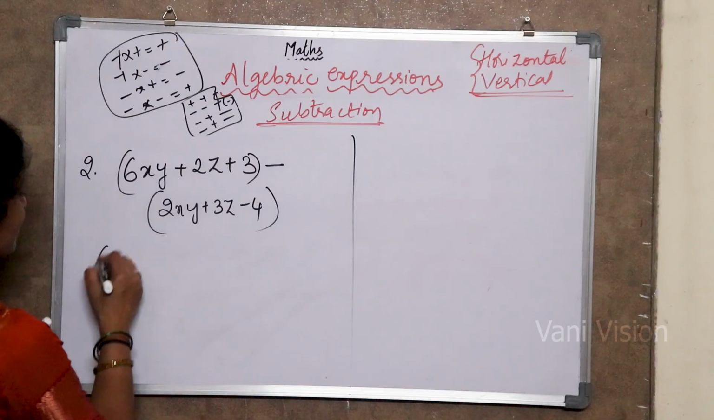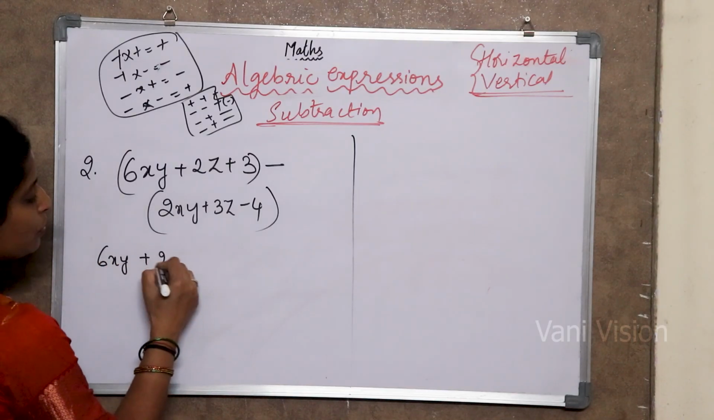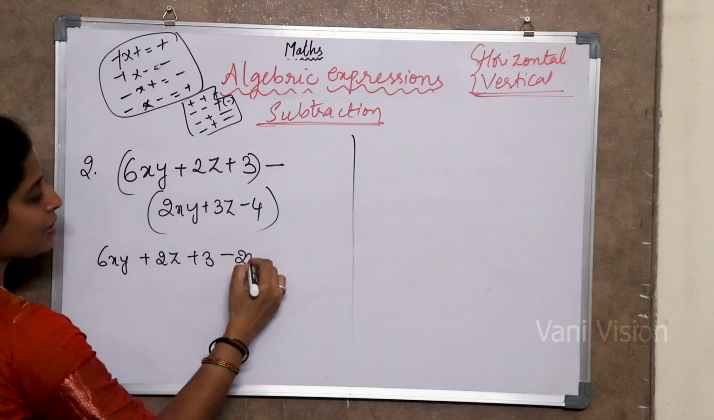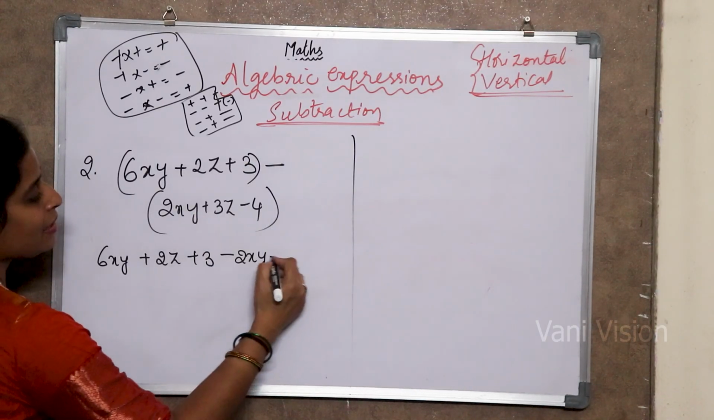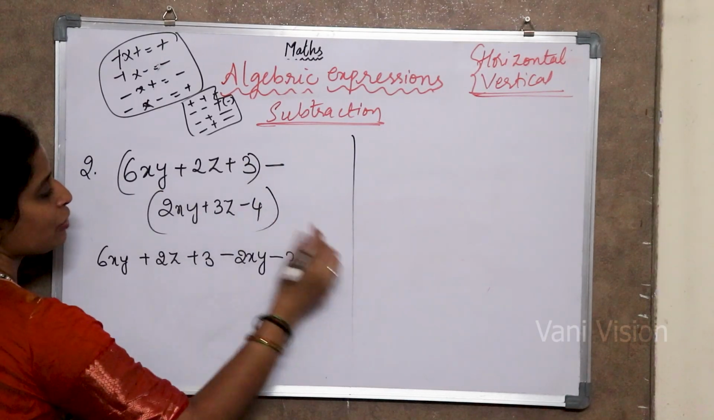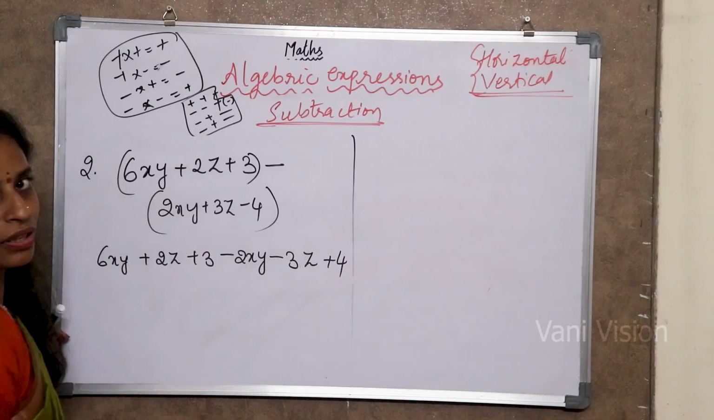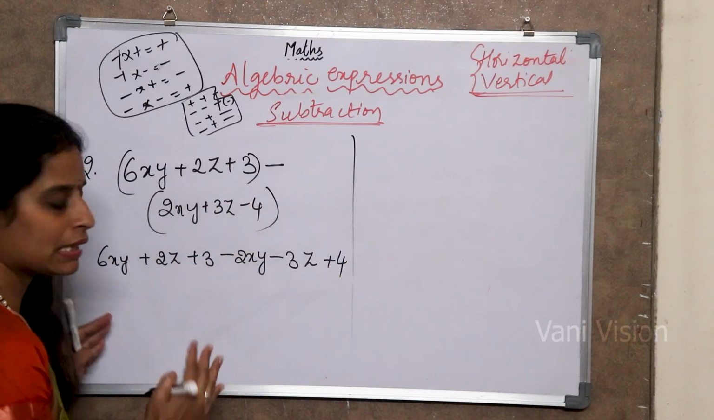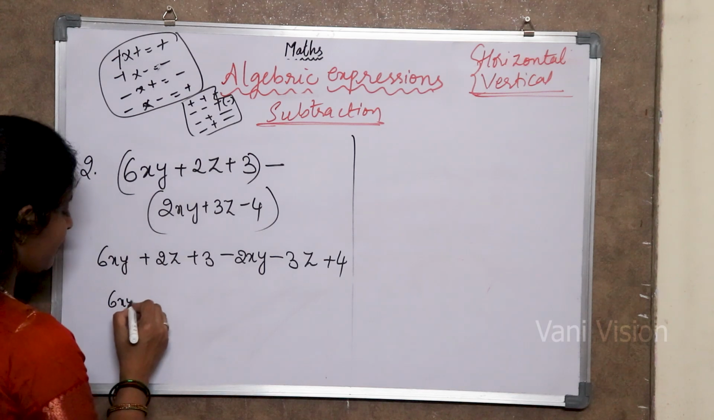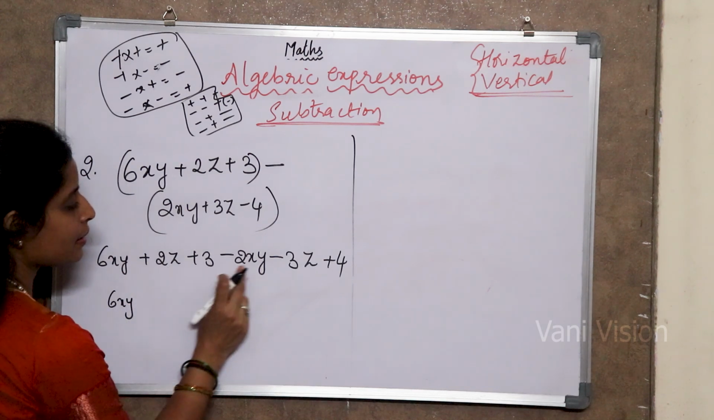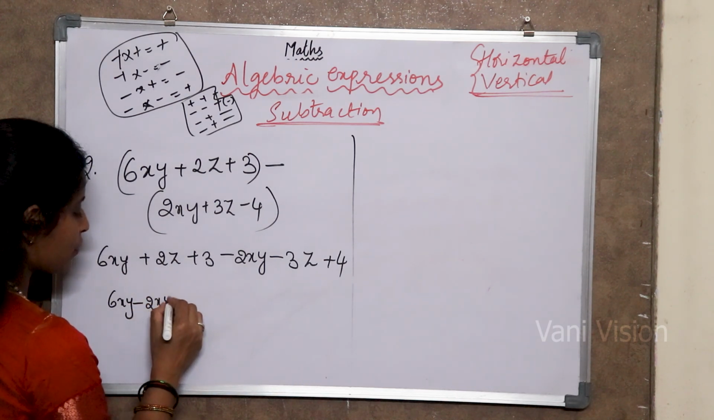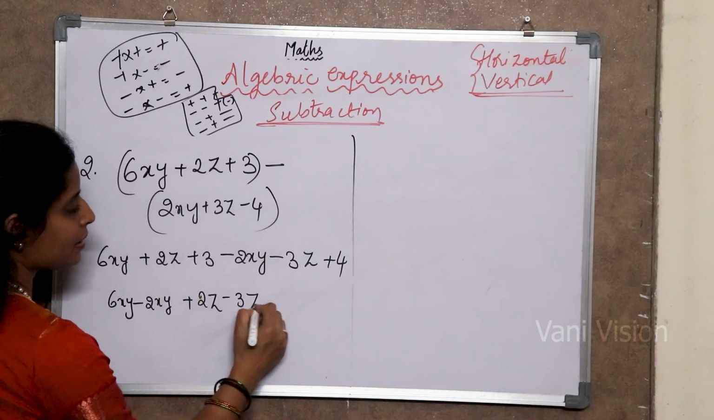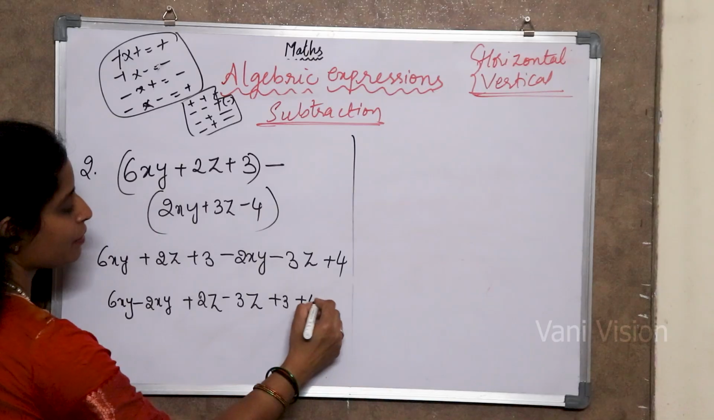Directly open the brackets. 6xy plus 2z plus 3. Now minus into plus, minus 2xy. Minus into plus, minus 3z. Minus into minus, plus 4. Okay. Now write all the variables whichever are same, that should come together. 6xy, where is xy? It is 2z. It is 3. So minus 2xy plus 2z minus 3z plus 3 plus 4.